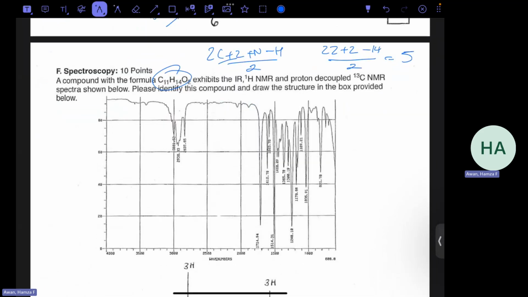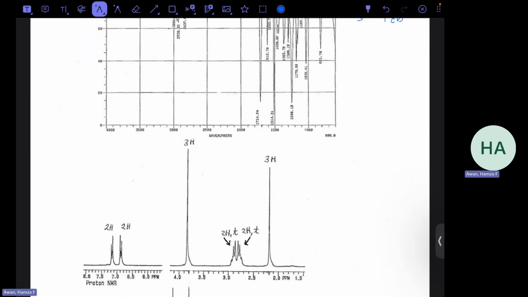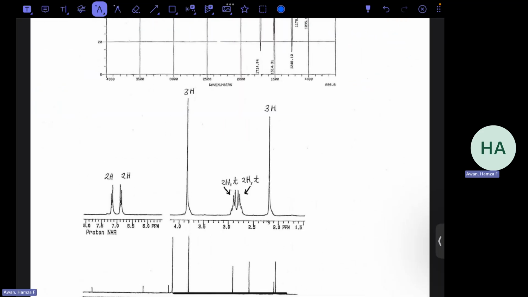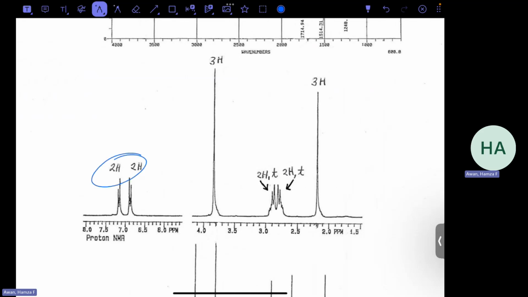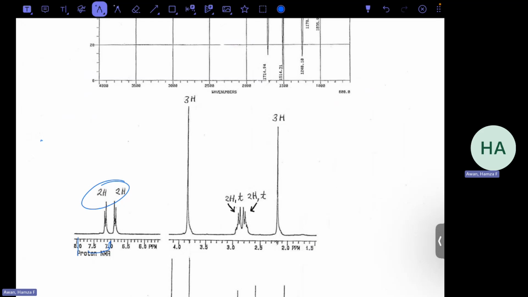Whenever we have a number greater than 4, it means we have a benzene ring, right? And we have 5, right? That means we have one double bond. So we have a benzene ring and one double bond attached to it, okay? So we'll work with that. I want to skip over the spectroscopy and go straight to the proton NMR. So we see this doublet peak from 7 to 8. That tells us that these are benzene peaks, right?